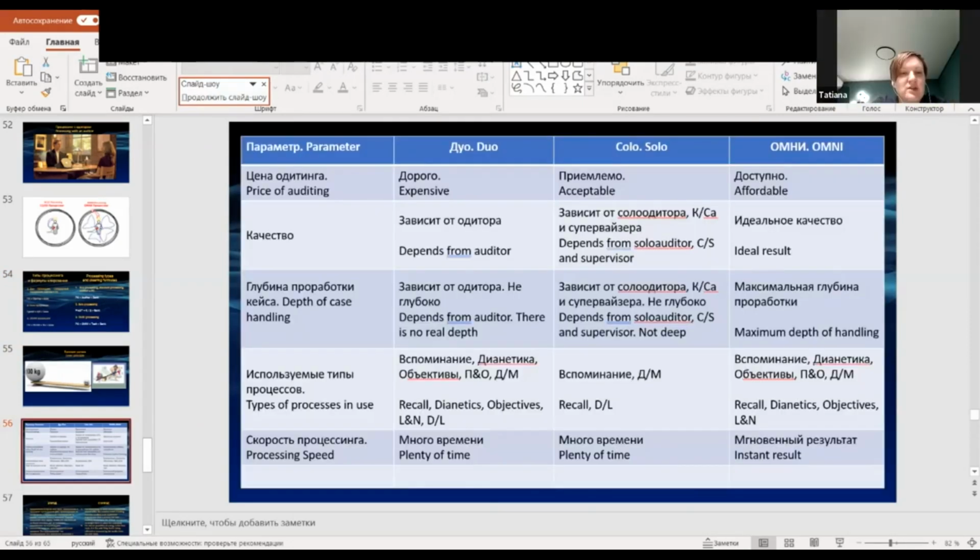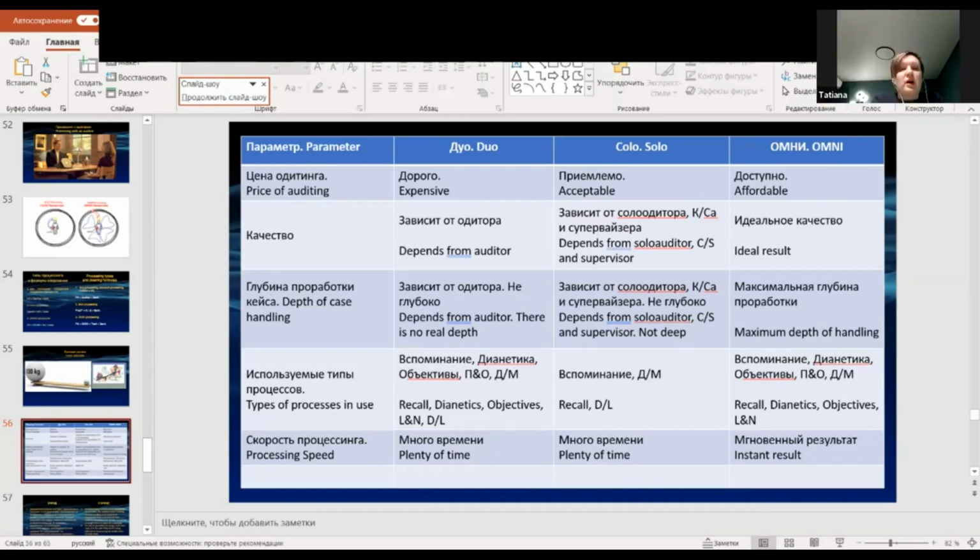This is a chart that shows us the difference between various types of processing by different criteria. For example, dual processing, where there is an auditor and a PC involved, is the most expensive procedure. When the person is flying solo, the price only consists of case supervising fees and the cost of the training. With ONMI processing, the only thing you pay for is the introductory course, and it allows you to apply it and get quick results. The quality of the processing really depends on the auditor. The quality of solo processing depends on the level of training and the awareness of the solo auditor and also the CS and his or her training.